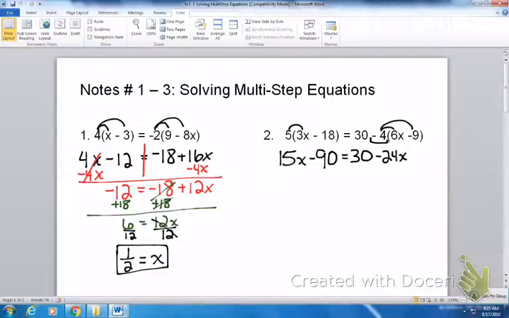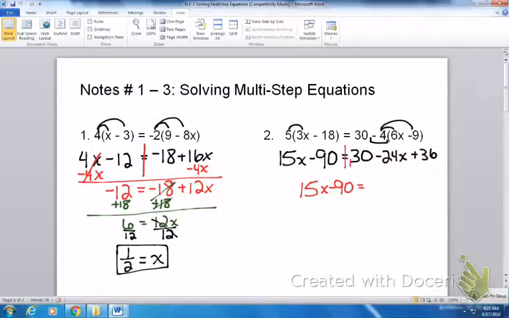Negative 4 times negative 9 is plus 36. So distribution is done, guys. I'm going to look at the left side of the equal sign first, and I notice there's nothing that I can combine. I'm going to look at the right side, and I notice that there is. So I'm going to go ahead and write this 15x minus 90 since it didn't change.